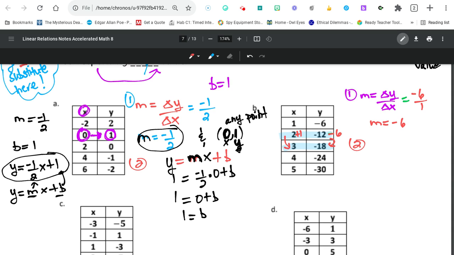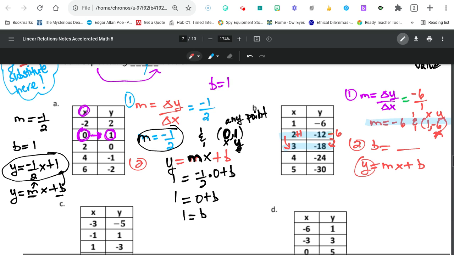All right, and then the thing is we got to find b. So what does b equal? Okay, to find b, you can look for x of 0, but clearly you don't see an x of 0 in this chart. So you can't do the shortcut method. So what I would do is choose a point. I'm going to pick the point 1, negative 6. Well, 1 is an x and negative 6 is a y. And I'm going to plug all of this into y equals mx plus b. So y is going to change to negative 6.